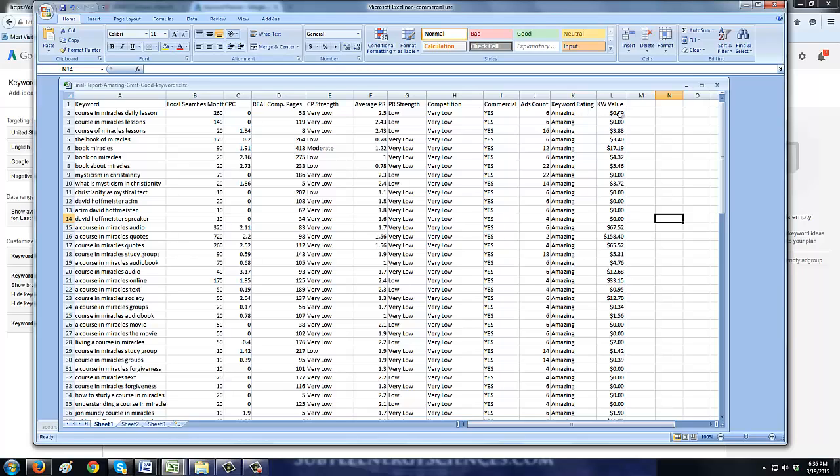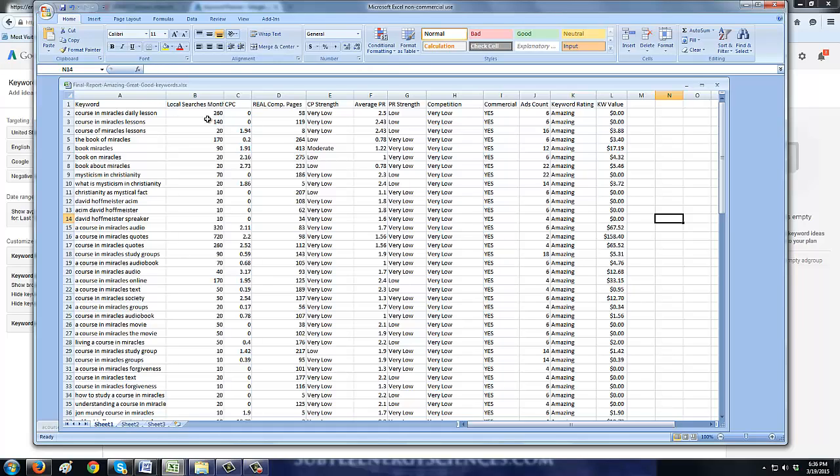And there's a low keyword value as far as the cost of it. If you put this Course in Miracles daily lesson on an H1, H2, or H3 tag inside the contents of your website or blog, you have a good chance of getting 260 people a month to see it.